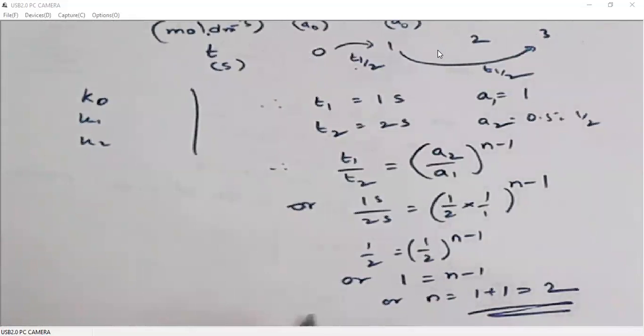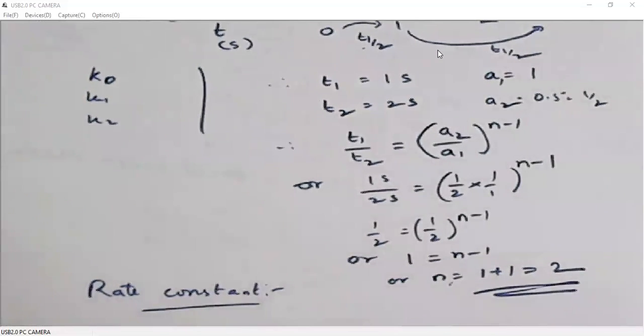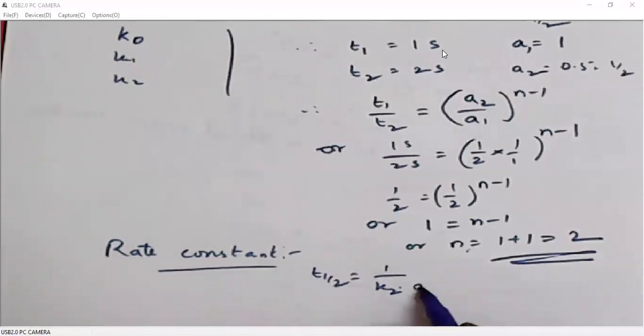So when we know the half-lives and initial concentrations, then we can easily identify the order of the reaction. Now we were asked to calculate rate constant. A rate constant can be easily calculated from the half-life expression. What is the half-life expression for a second order reaction? T half is equal to 1 by K2 into A.